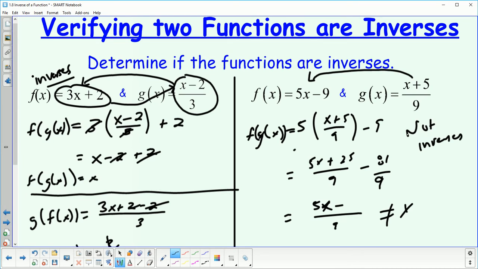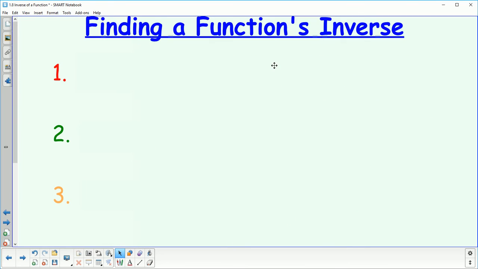Okay, and it could have actually happened sometimes that maybe your first one will become x. You still need to test your second one. It doesn't always necessarily mean it's going to simplify to x as well. So there's one example where we did have two inverses, and one example where we didn't have inverses. Okay, now to find a function's inverse, so suppose you weren't given both, you're only given one function.